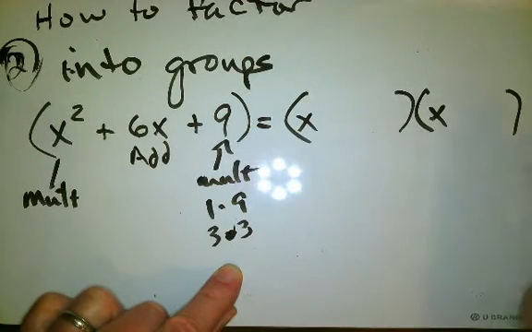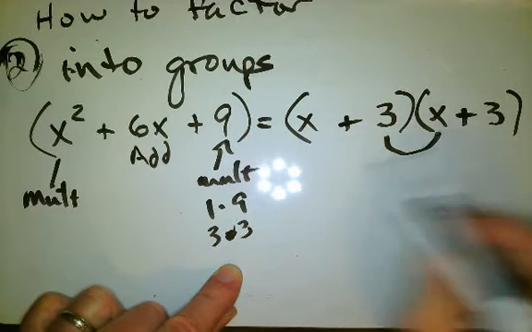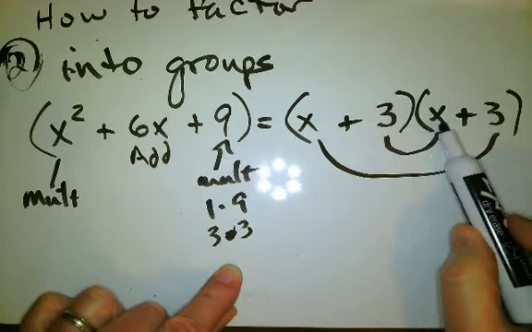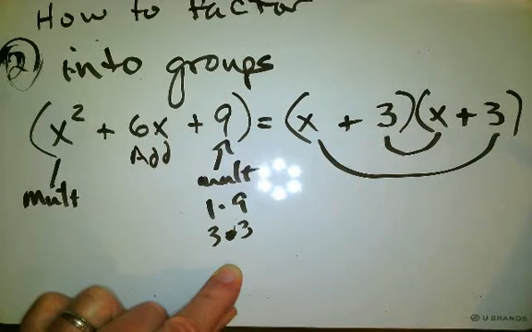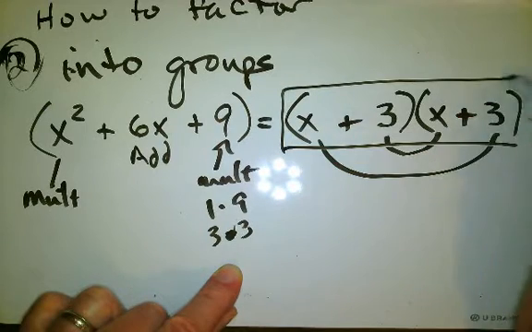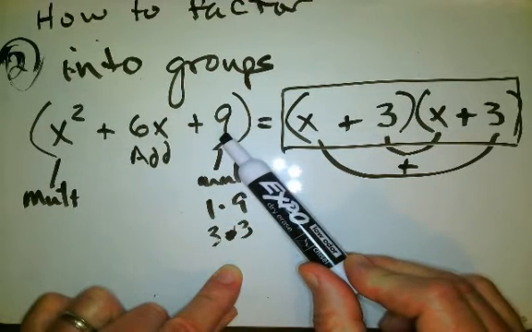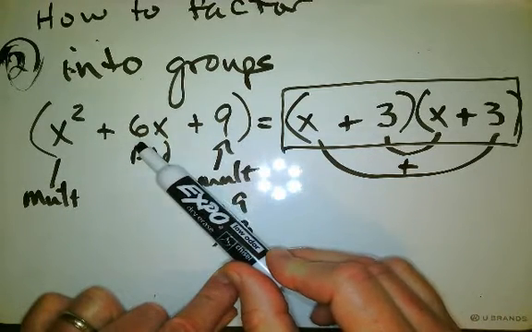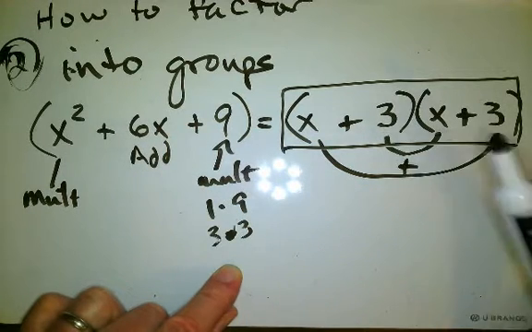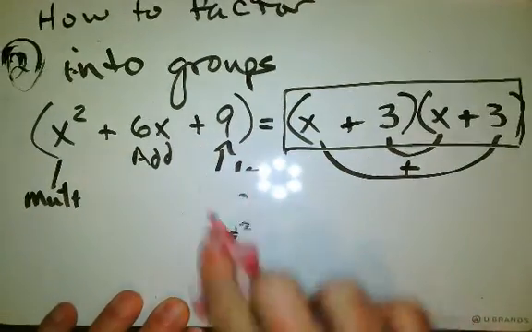So if you look, if I put 3 right here, and then I check the inside plus the outside, 3x plus 3x, that makes 6x. That means that this is the answer. So, what did I do? I found numbers that multiply to be the front, numbers that multiply to be the back, and numbers that add up to be the middle. That's factoring into groups. Let's do that again.